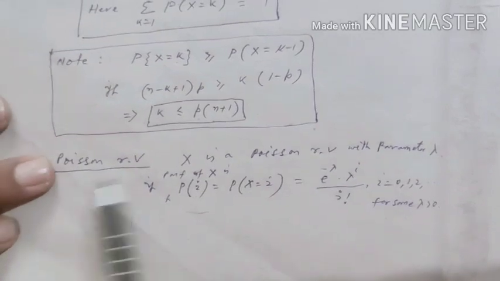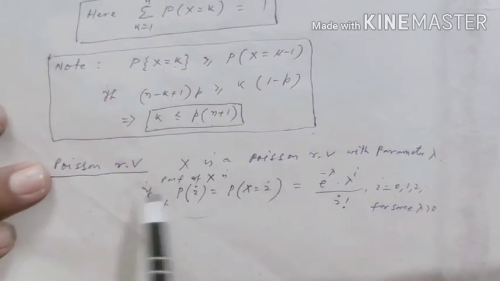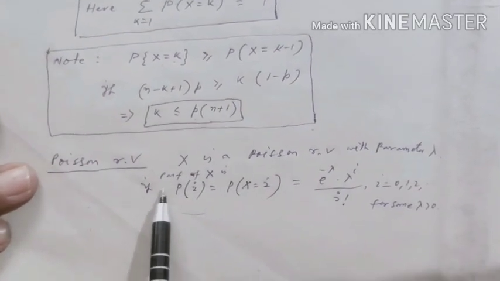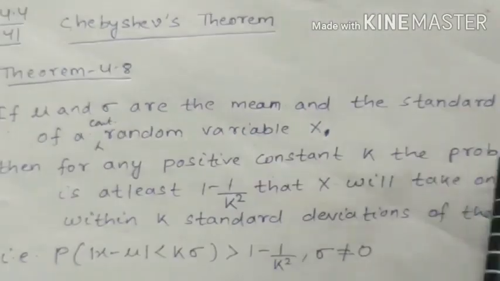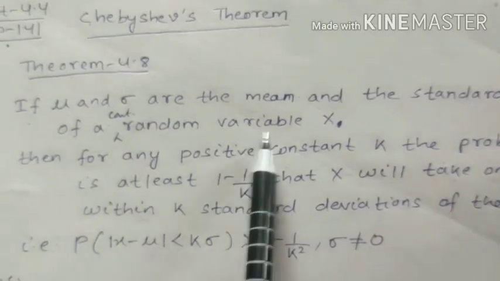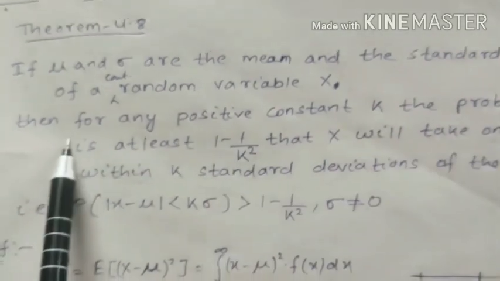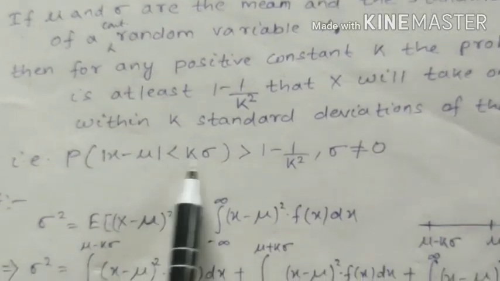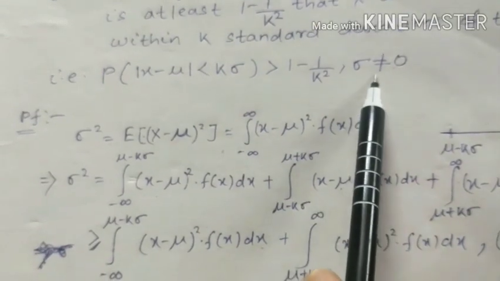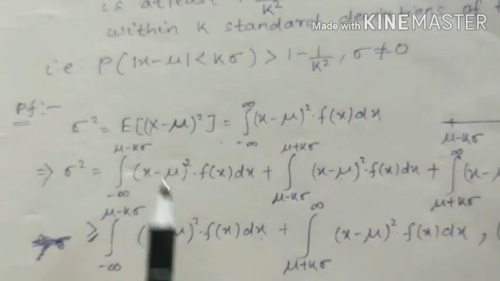Suppose a Poisson random variable, the Poisson function, f of x can be taken. If mu and sigma are the mean and standard deviation of a continuous random variable X, then the probability of mod X minus mu less than k sigma is greater than 1 minus 1 by k square. We have to prove this.